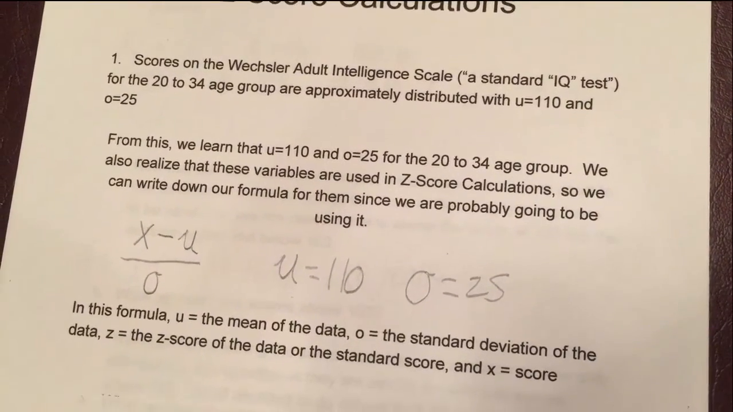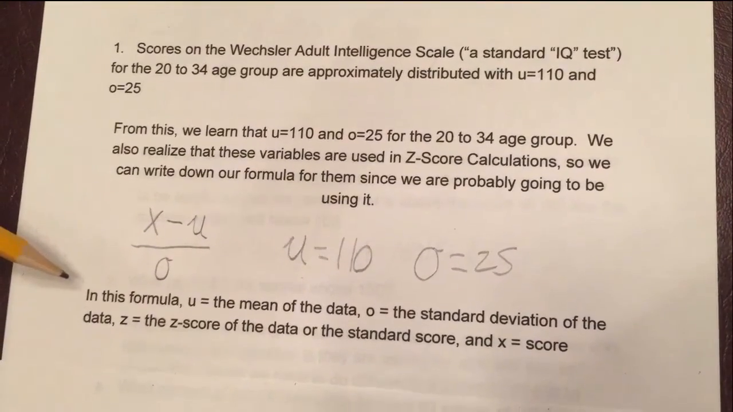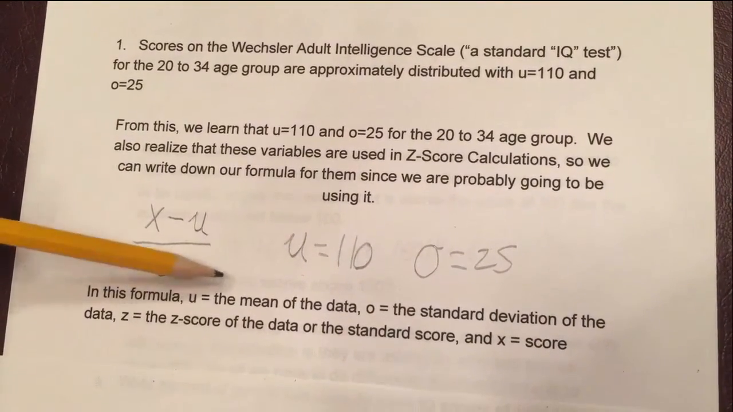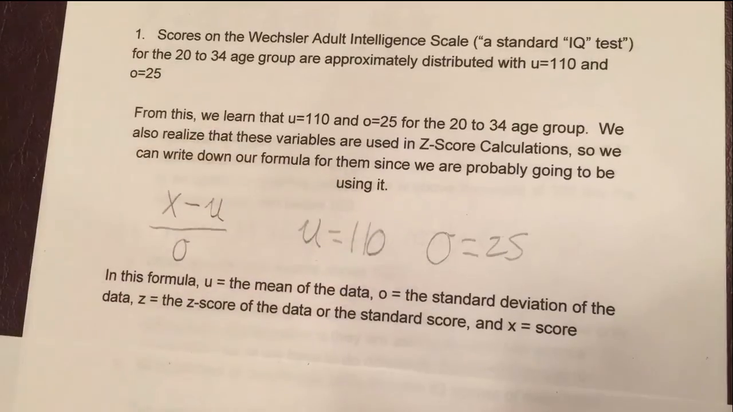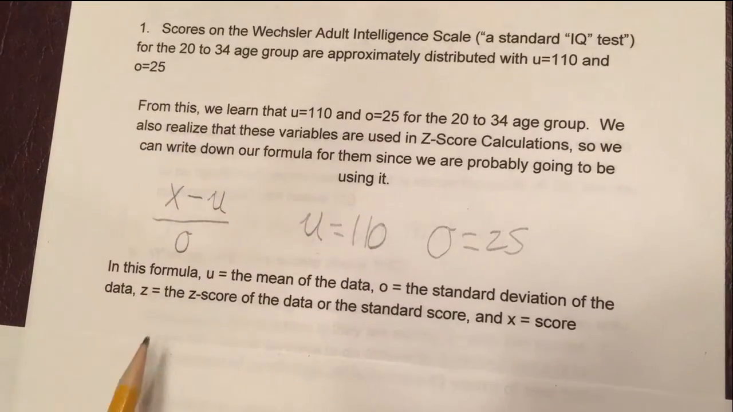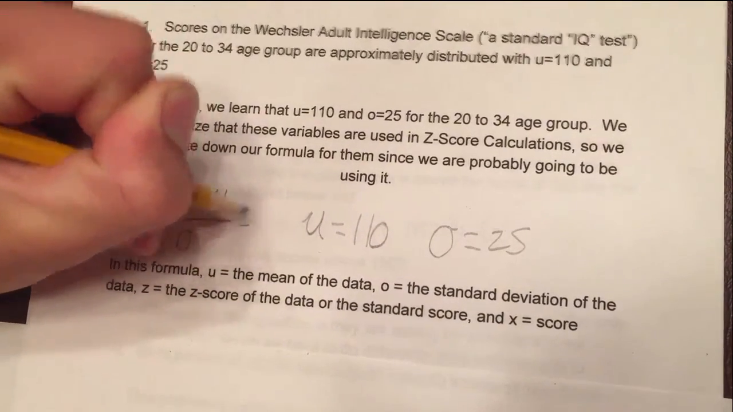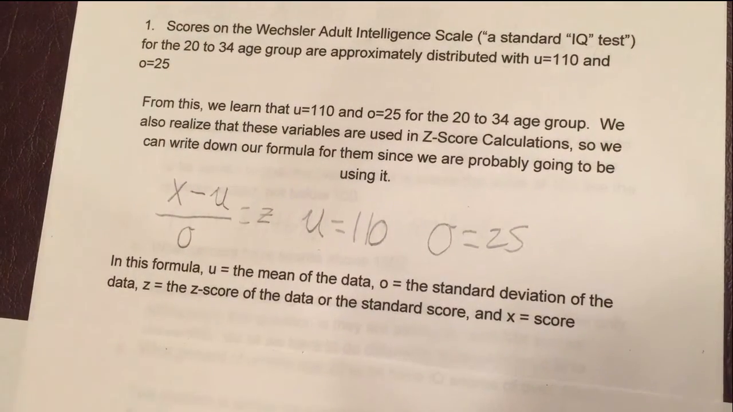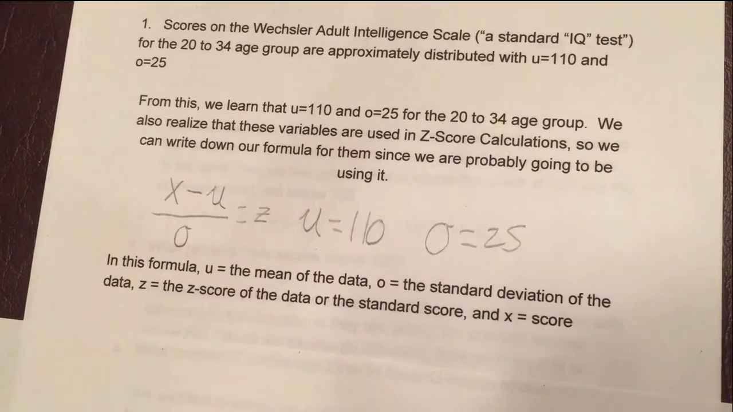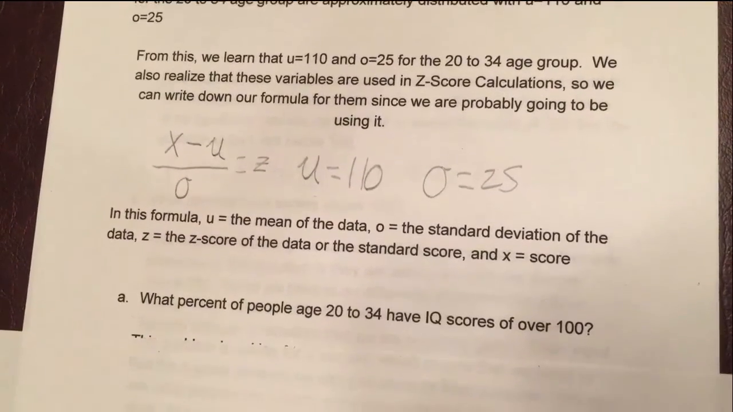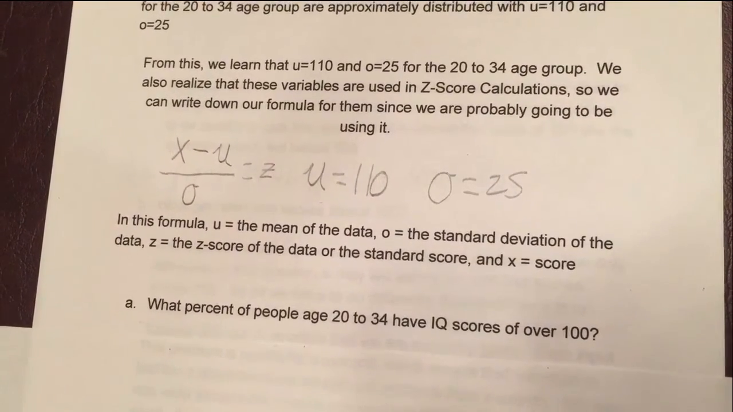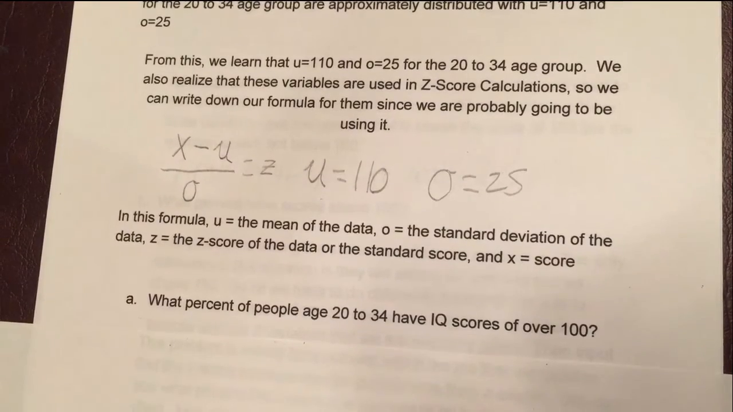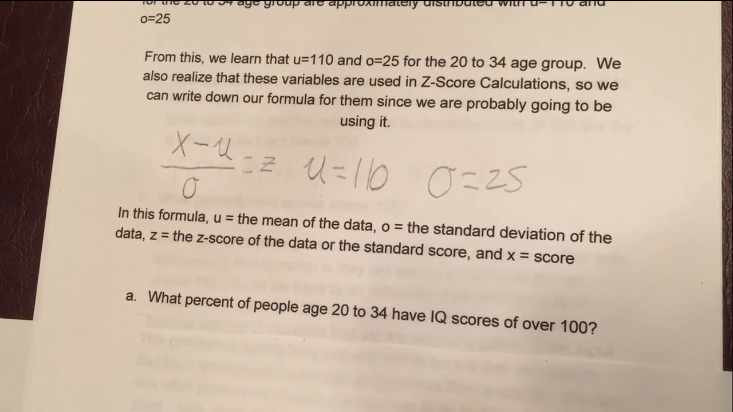So now, in this formula, the μ obviously equals the mean and σ equals the standard deviation. All of this is equal to our z-score, and the x is the score of the data. So now, part A, what percent of people aged 20 to 34 have IQ scores of over 100?